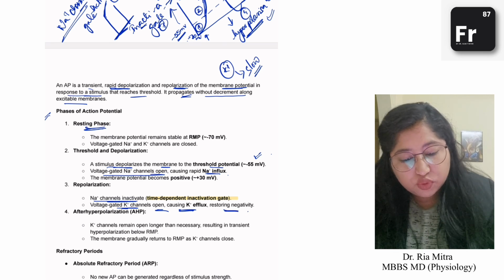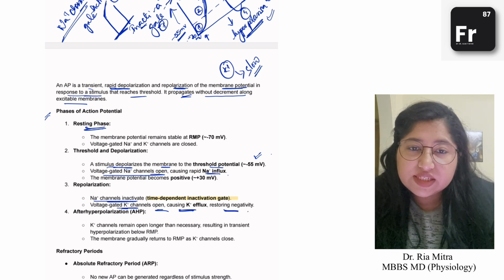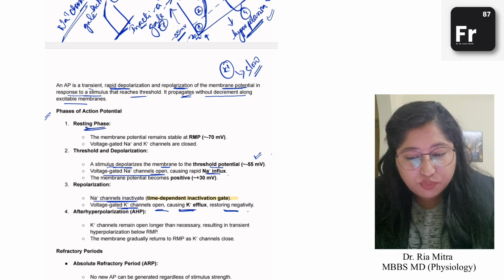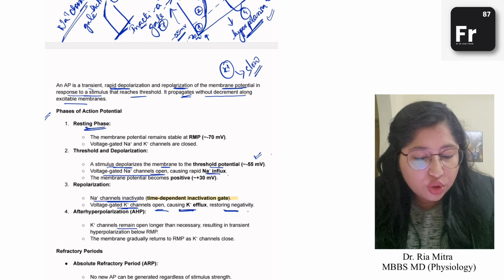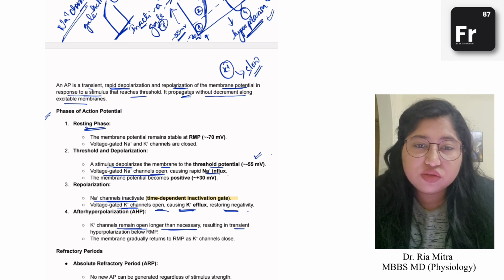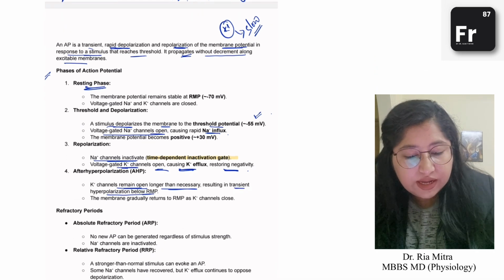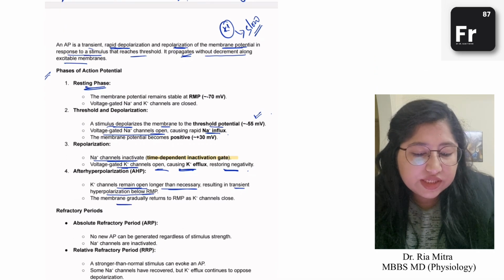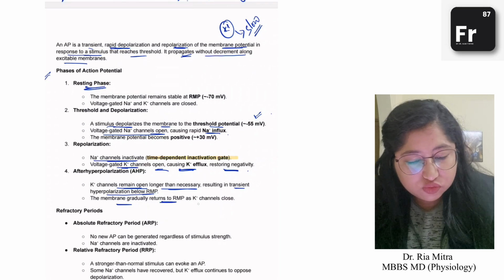In after hyperpolarization, which is also known as hyperpolarization, the potassium channels remain open longer than necessary, resulting in transient hyperpolarization below the resting membrane potential. The membrane gradually returns to resting membrane potential as the potassium channels close.